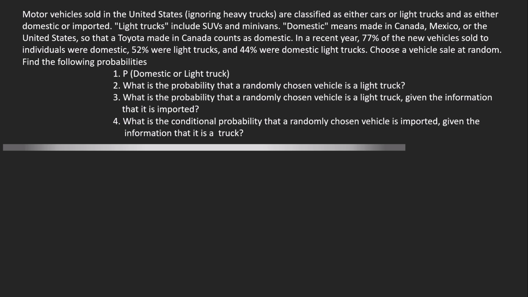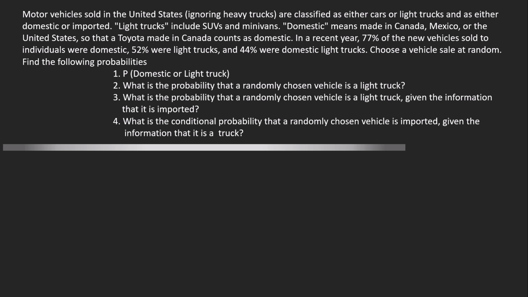Motor vehicles sold in the United States are classified as either cars or light trucks and as either domestic or imported. Light trucks include SUVs and minivans. Domestic means made in Canada, Mexico or the United States, so that a Toyota made in Canada counts as domestic. In a recent year, 77% of the new vehicles sold to individuals were domestic. 52% were light trucks and 44% were domestic light trucks.